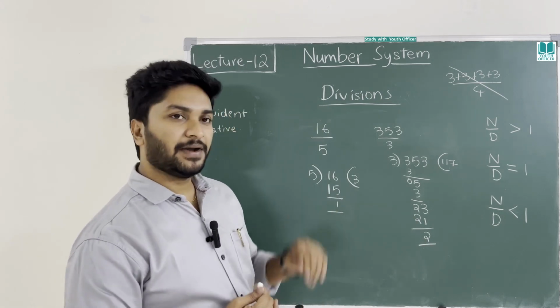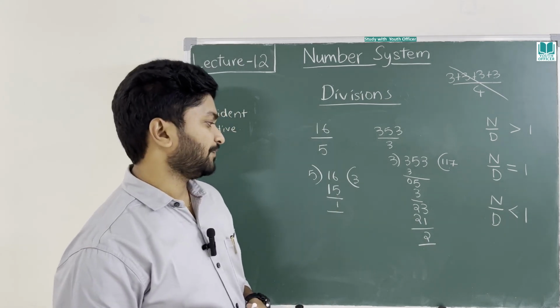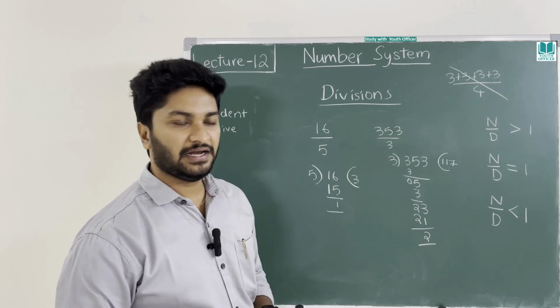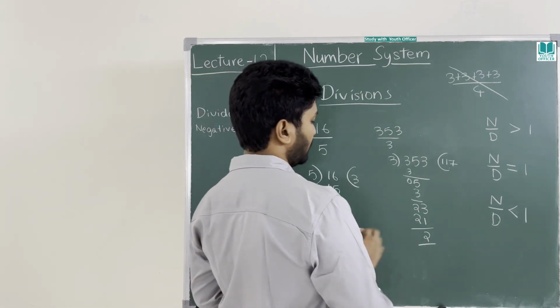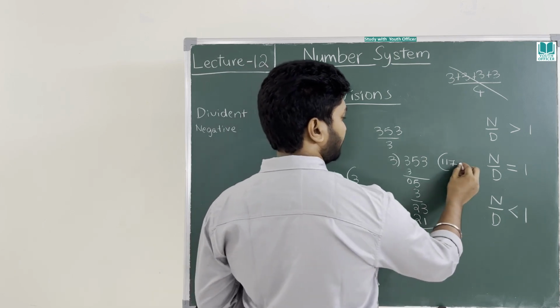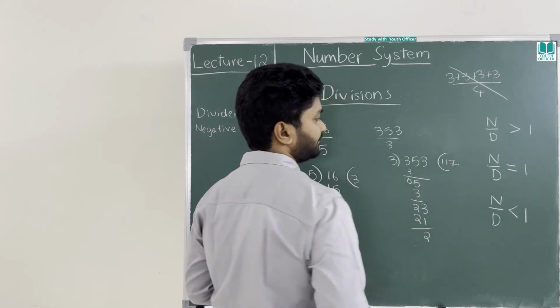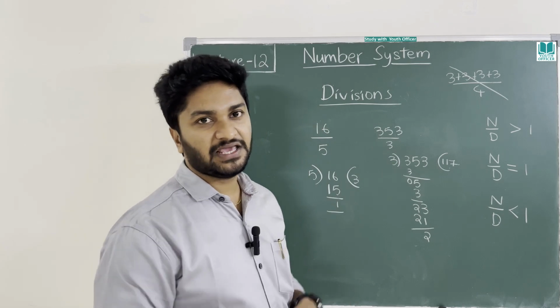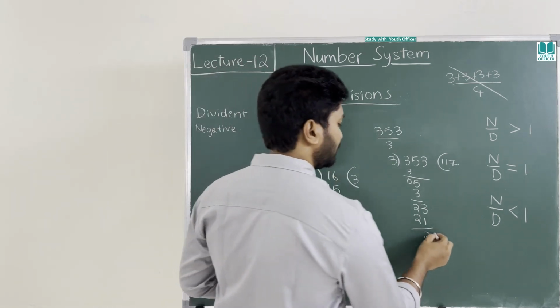If you don't want a remainder, what would you do? This 2 is the remainder, right? If you don't want a remainder, what will you do? You will not stop here. Then you will put a dot, a decimal. When you put a decimal, it gives you access to put 0 here.